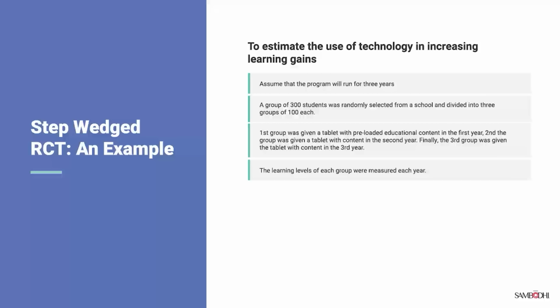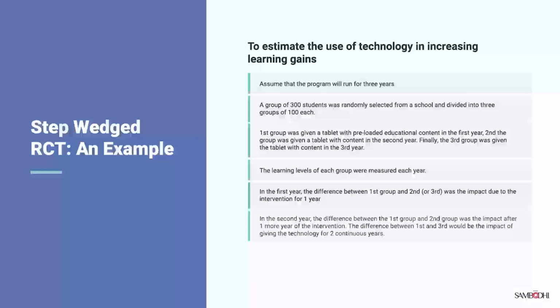To track the effects of the tablet distribution among the 3 groups, we need to measure the learning levels of each group every year. We will find that in the first year, the difference between the first and second or third group was the impact due to the intervention for 1 year. Consequently, in the second year, the difference between the first and second group was the impact after 1 more year of intervention, whereas the difference between the first and the third group would be the impact of giving the technology for 2 continuous years. And finally, this method would ensure that by the third year, all students would get the technology.